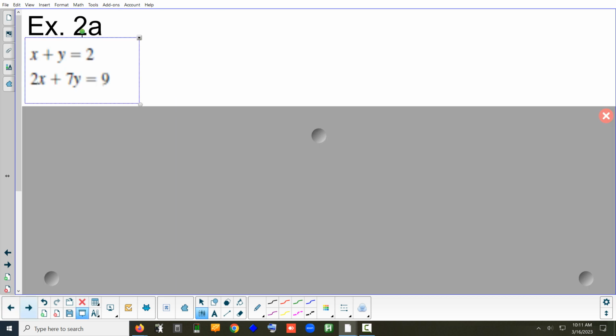Well, this is an x, that's a 2x. No, that has a 2. That's a y, that's a 7y. So this is not situation 1 or 2. This is going to be situation 3.